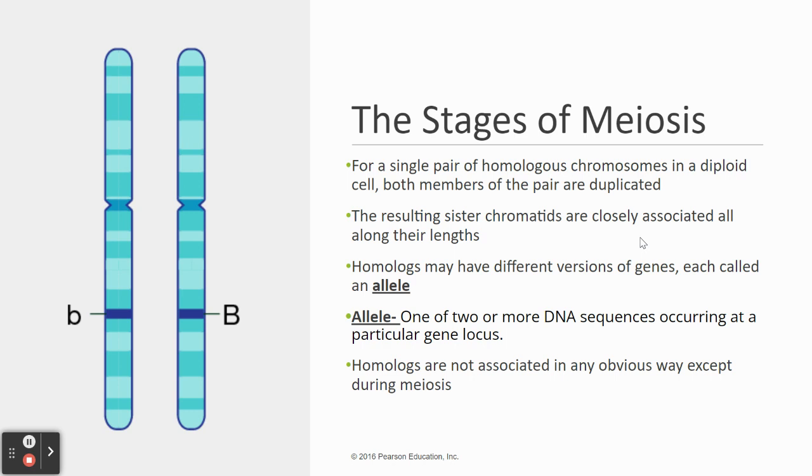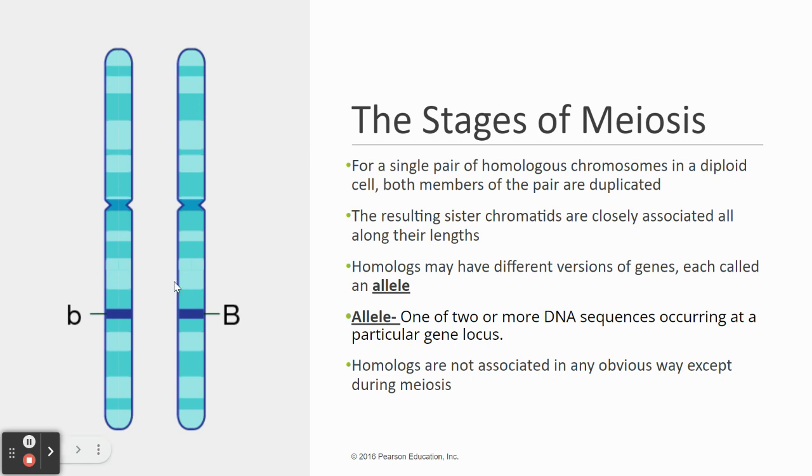Homologs may have different versions of genes called alleles. We've already kind of talked about an allele. The correct definition of an allele is that it is one of two or more DNA sequences that occur at a particular gene locus. So there are DNA sequences that happen at a particular gene.